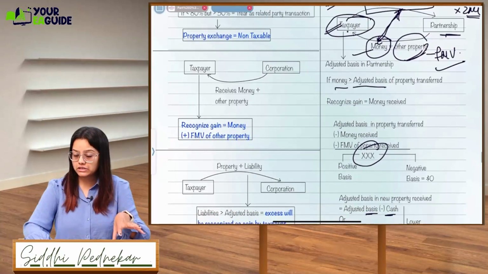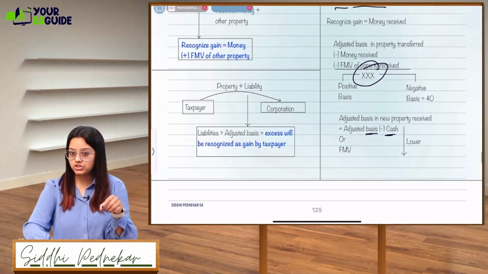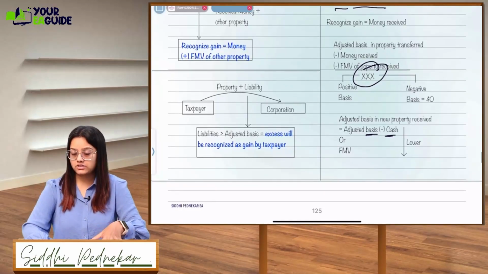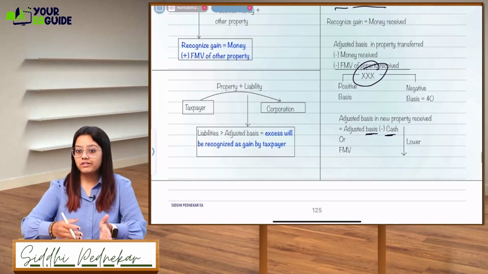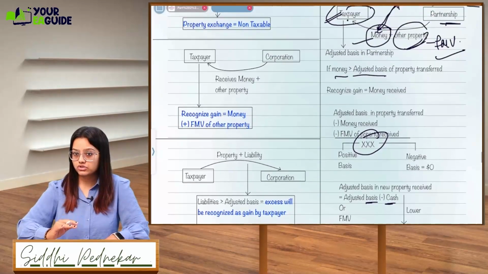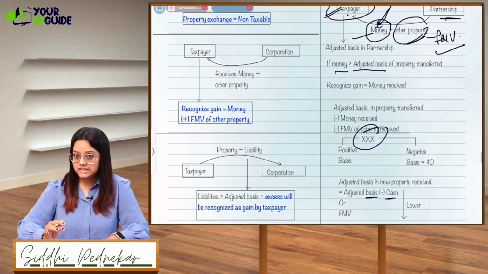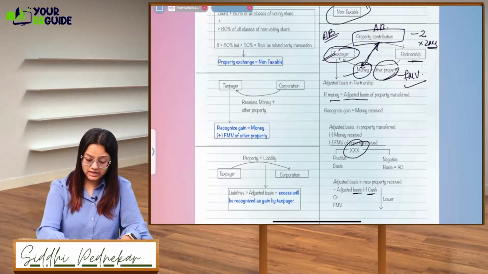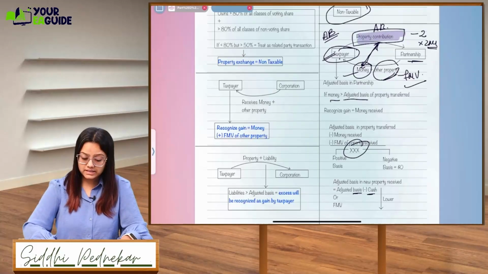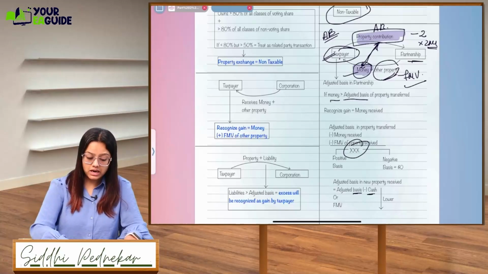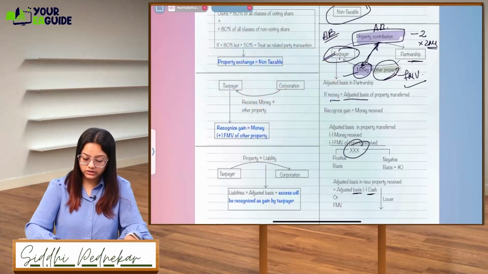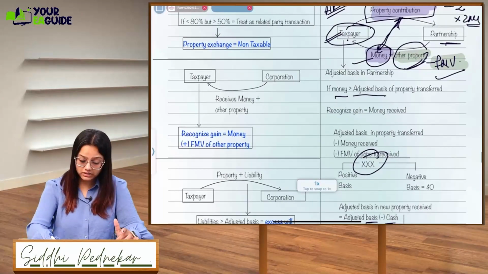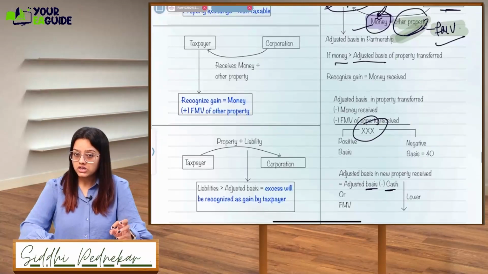I'm going very slow, guys. I know this is a revision lecture, but this topic is very important. Even if you have not understood in your regular class, this is the last chance to understand it. This is the only way you can remember this topic. Whatever the adjusted basis is, take this amount minus the cash you have received, and compare it with the other property's FMV. Whichever is lower will be the basis of this other property. Got it, guys? This is simple to understand.